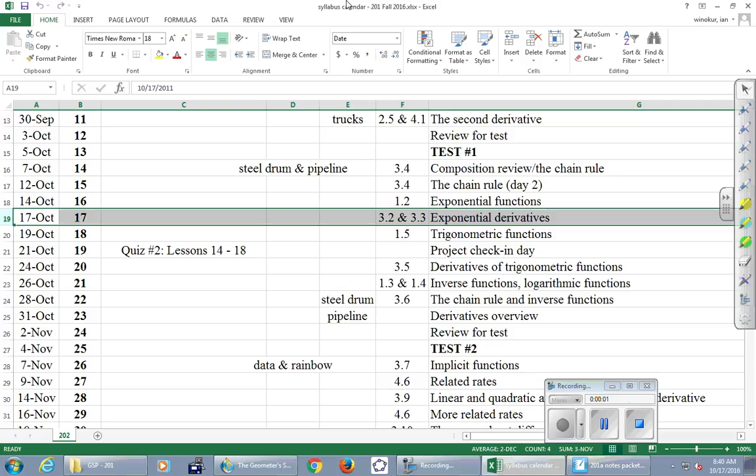Okay, good morning. Happy Monday. Today is class number 17. We are going to cover exponential derivatives.